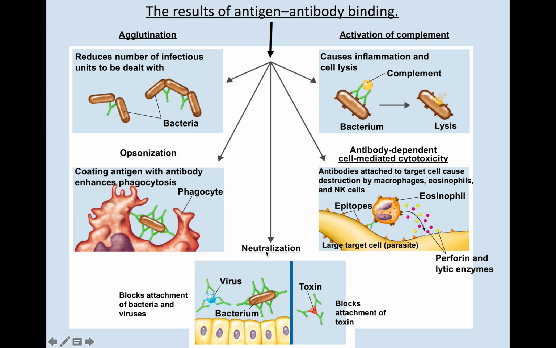As a result of neutralization and agglutination, for example, those both lead to opsonization. So most of the time when we have antibodies, we're going to have increased phagocytosis as well.